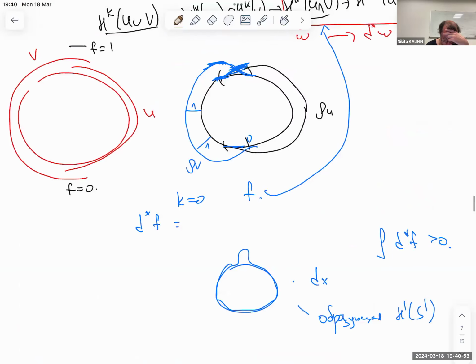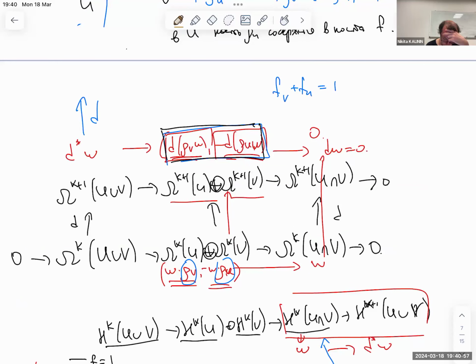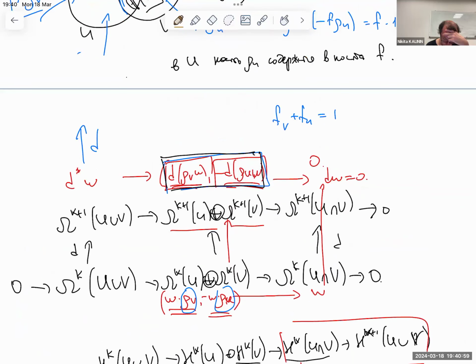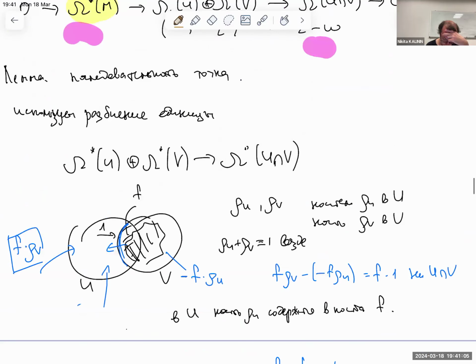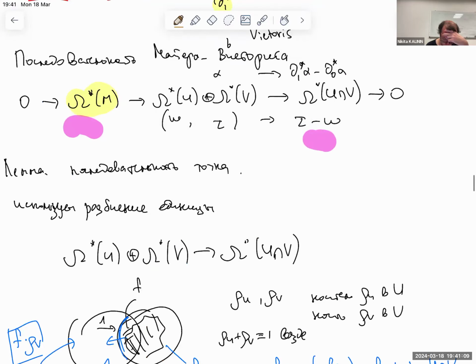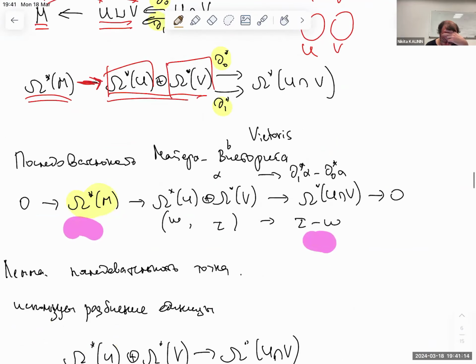So where is this map? That's from the union. Okay, so it was somewhere here. Yeah. No, it's not here.